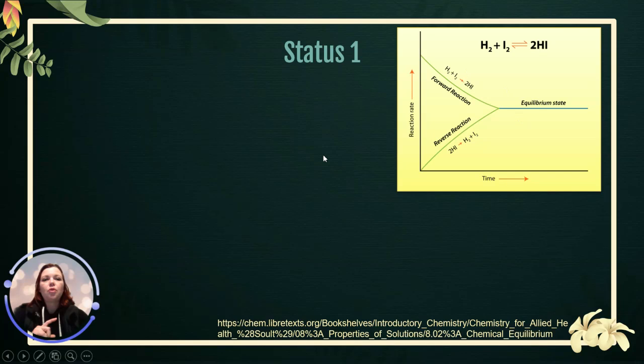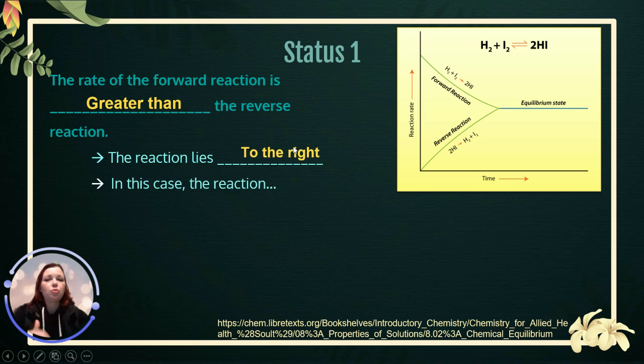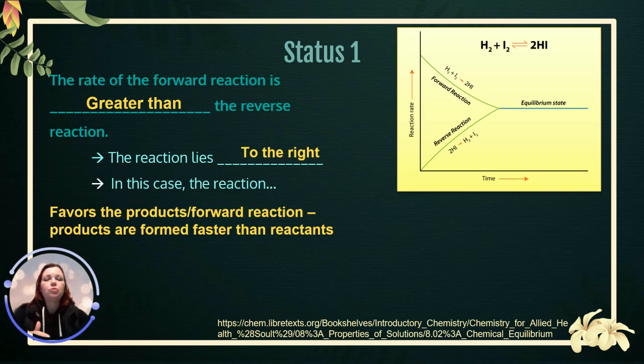So we're going to start with the situation in which the rate of the forward reaction is greater than the rate of the reverse reaction. What this means is we say that this reaction lies to the right or towards the products. In this case, the reaction favors the products for the forward reaction, meaning that products are being formed faster than reactants. And we see this pretty often. So if you introduce just the reactants into a flask and there's nothing else present, or at least no products are present at that moment, then that reaction will proceed in the forward direction.